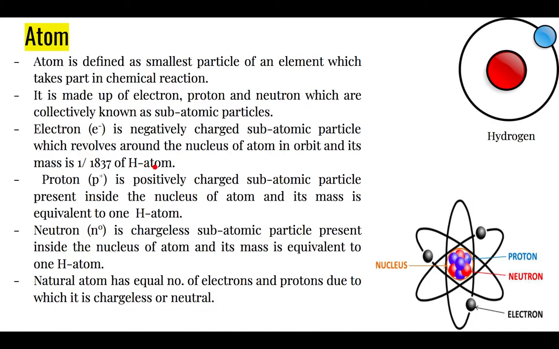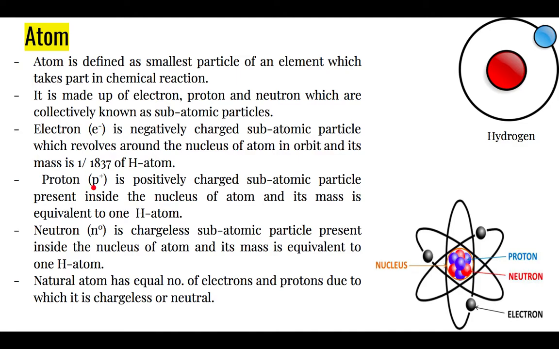1/1837 of a hydrogen atom. It means you take one hydrogen atom and divide it into 1,837 parts, and out of that, one part is equivalent to one electron. That means the hydrogen atom is itself the lightest atom, and you are dividing it into this many parts. Out of these many parts, one part is equivalent to an electron. That means the electron mass is negligible. And electron is represented by e to the power minus. Here the minus represents the negative charge.